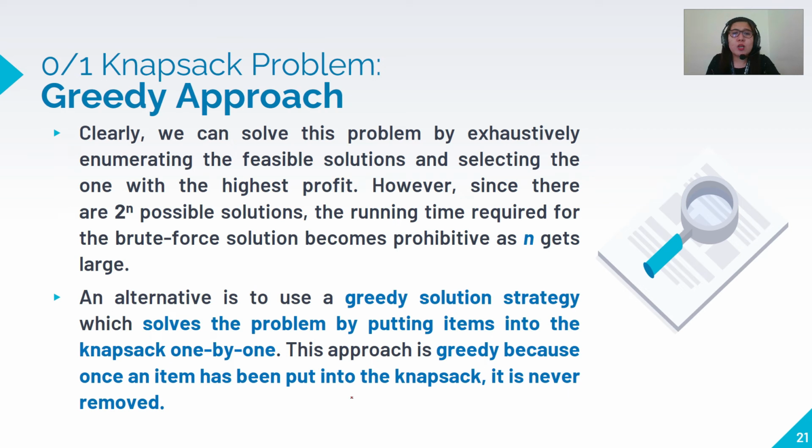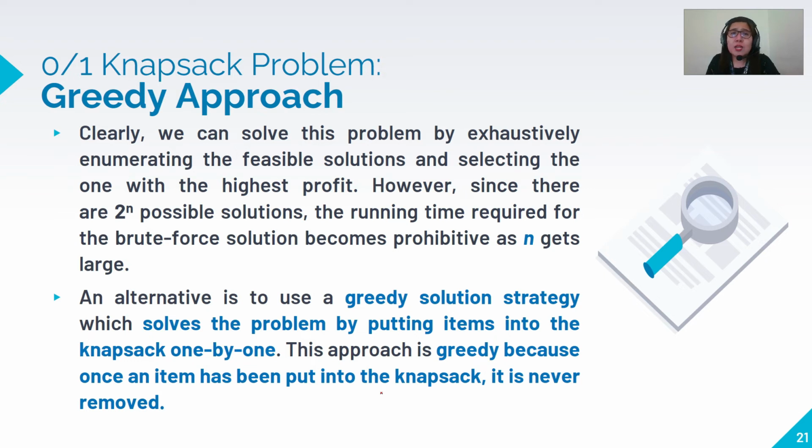So clearly, we can solve this problem by exhaustively enumerating the feasible solutions and selecting the one with the highest profit. However, since there are 2^n possible solutions, the running time required for the brute force solution becomes prohibitive as n gets larger. So therefore, pagdating kay brute force, limitado lang ang kaya niya. What if the number of items reaches 10, 100? So mag-iisip tayo or i-compute natin yung possible combinations of that. 2 raised to 100. So alangan mag-build tayo ng combinations nun.